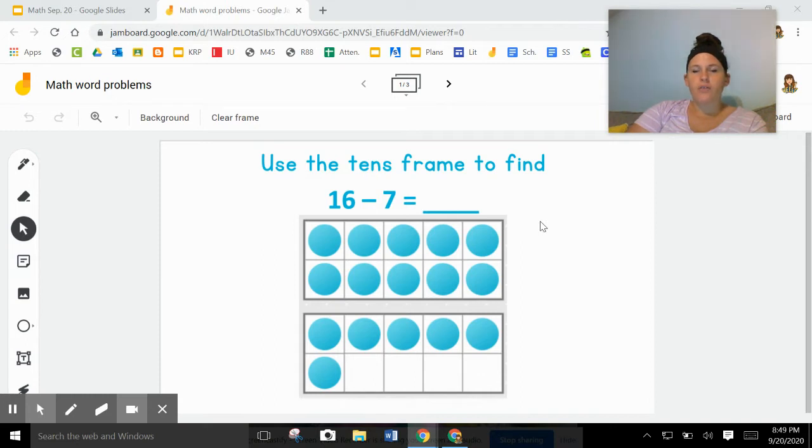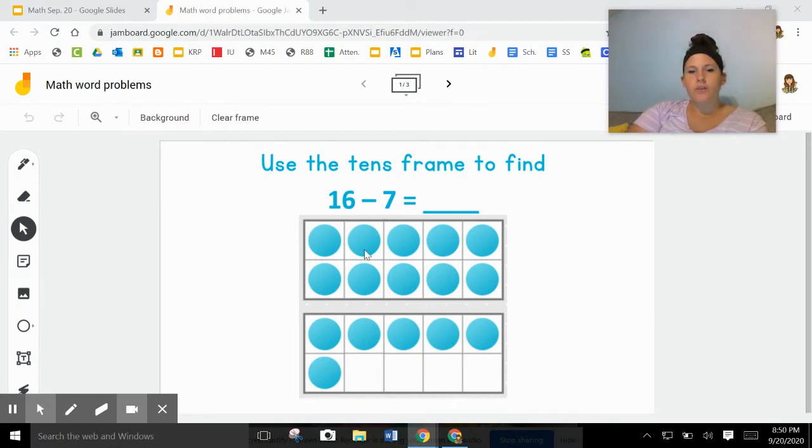So there are a few questions on your test that you're going to take tomorrow on Tuesday that ask you to use tens frames to help you answer the question. Sometimes they ask you to draw a tens frame. Sometimes they ask you to examine a tens frame, to look at a tens frame, and that kind of goes along with this one. We're going to do both. So you're going to examine it, and we're going to be using it to help us solve the equation. So it says use the tens frame to find 16 subtract 7, and let's find the answer.